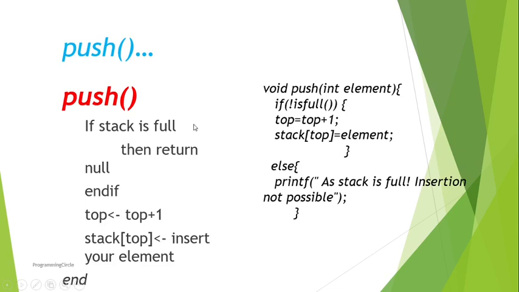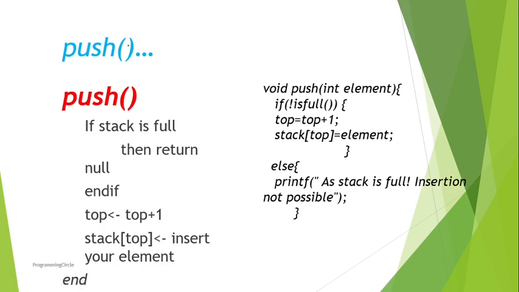Now let's see how the push function works. Here is the push code snippet. If isFull is true, then not of logic 1 is 0, so this whole part is deactivated, that means it won't execute. Here you display that the stack is full, insertion not possible. If it is false, that means 0, and not 0 equals 1.